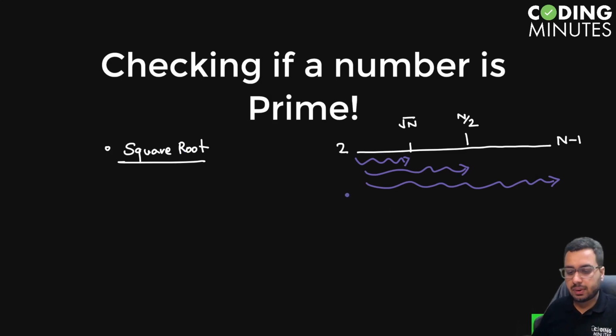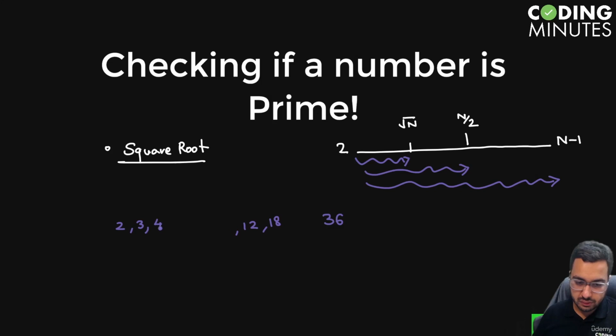Let us take an example of a number, let's say 36, and let me try to write the divisors of 36. 36 has divisors like 1 and 36. We will not talk about these divisors. It has divisors like 2 and 18, so 2 into 18 is 36. We have 3 and 12, and 3 into 12 is 36.